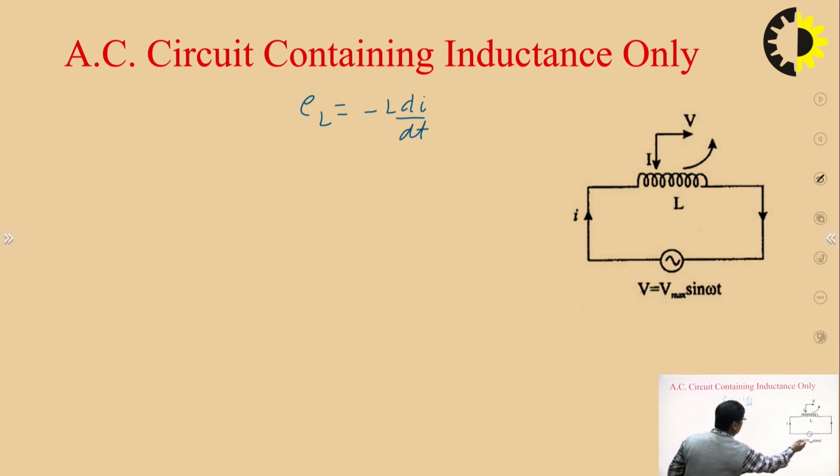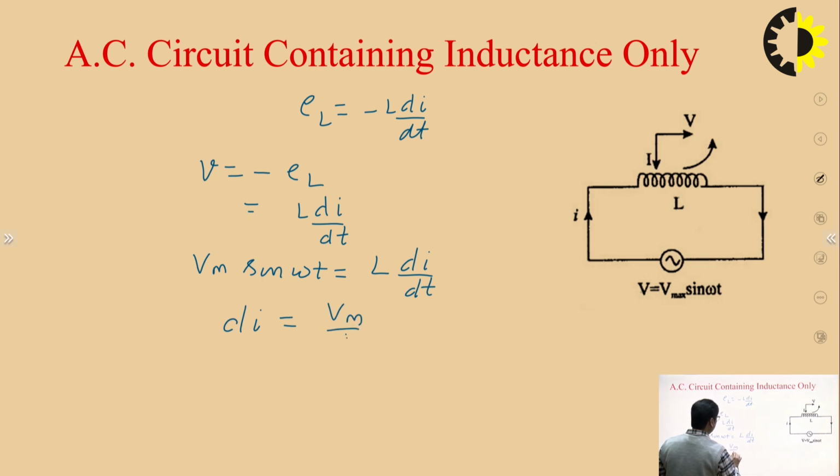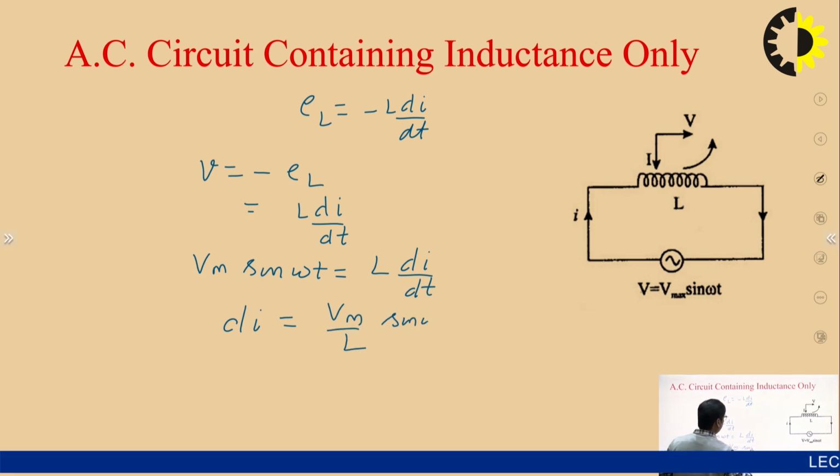and this induced voltage will oppose the applied voltage according to Lenz's law. So the applied voltage will be equal to minus of this EL, and that's why it is L di by dt, which is V, where V is equal to Vm sine omega t, equal to L di by dt. So from here, di will be equal to Vm upon L sine omega t dt.